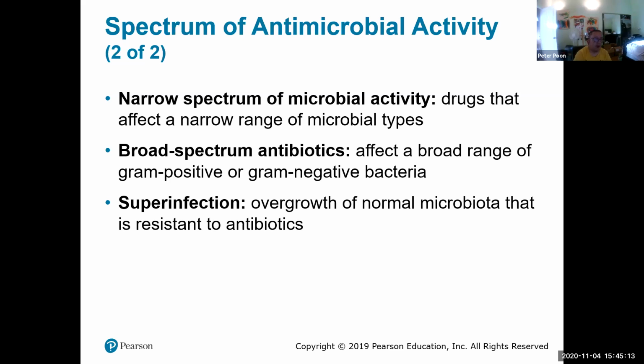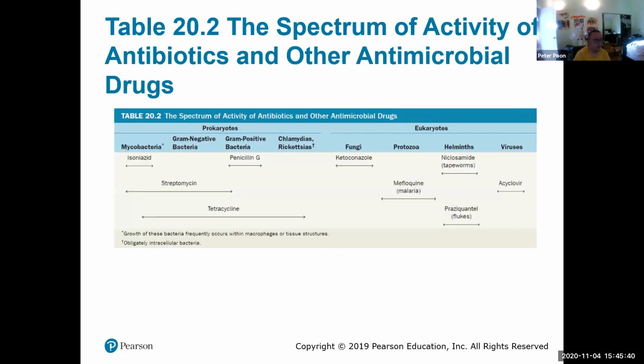A super infection is an overgrowth of normal microbiota. That can lead you to be resistant to antibiotics. So if you kill off a large portion of your normal microbiota, then you can have things that are only supposed to be there in small amounts over proliferate, like yeast infections are a good example of that.